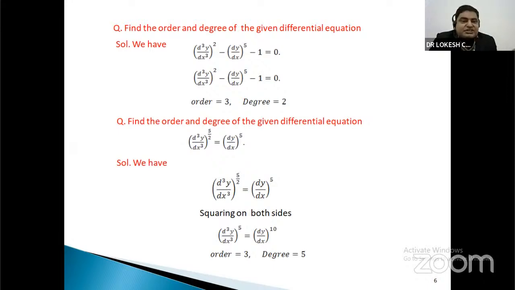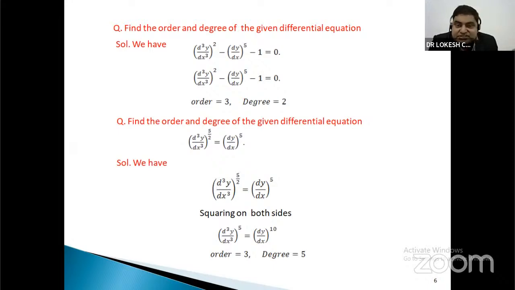Here the equation is (d cube y by dx cube) whole squared minus (dy by dx) whole power 5 minus 1 equals 0. We have to find the order and degree. Now, what is the highest order derivative present in the differential equation? That is d cube y by dx cube. So its order must be 3.